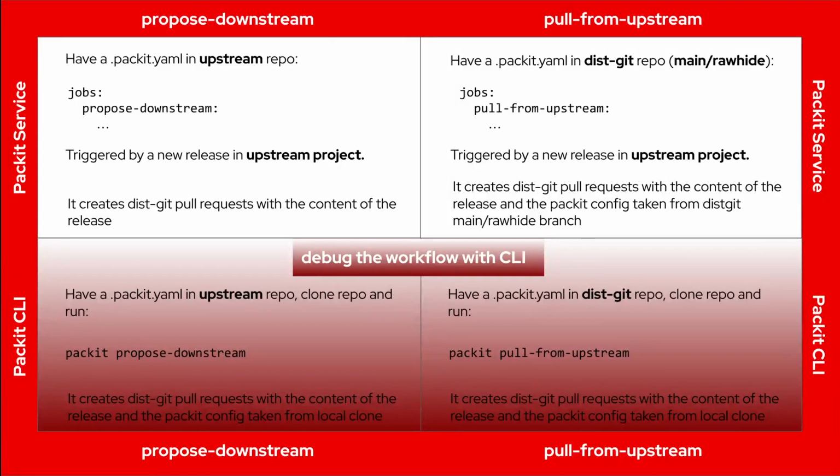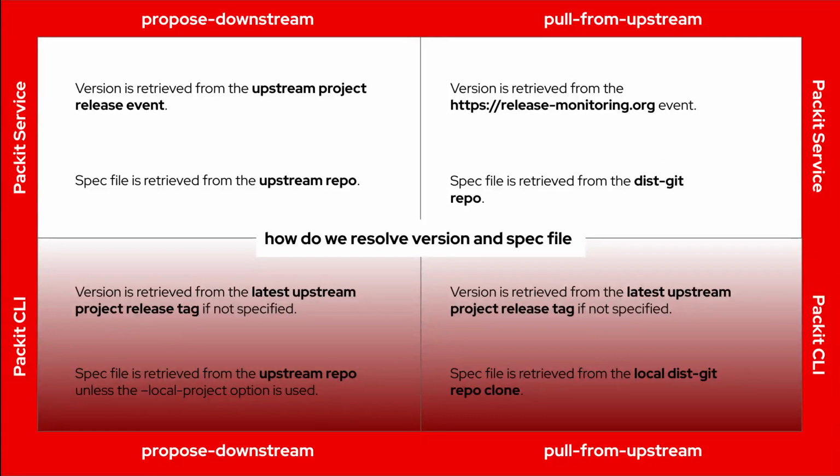You can also choose if you want to use the service or the command line. We suggest you use the command line for debugging the Packit configuration the first time, and then go with the service automation. Between these different solutions, what changes is not only where we take the Packit configuration file from, but also how we resolve the version and where we take the spec file from.